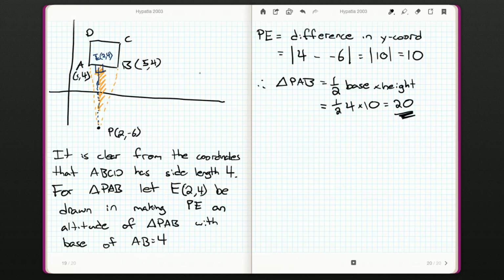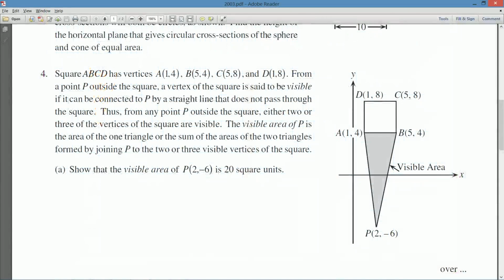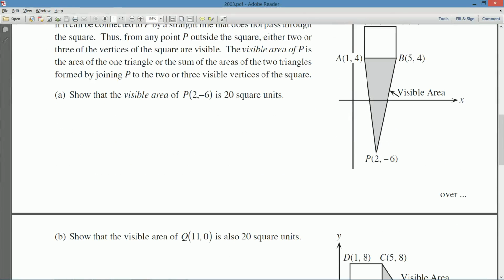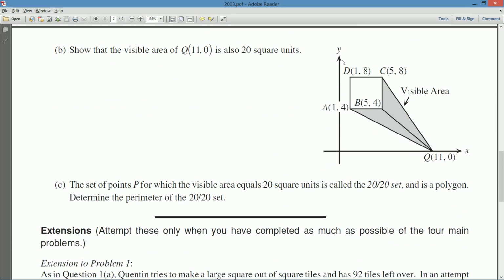We defined a base and a height. We calculated the lengths of both of those. The area of the triangle formula takes care of the rest. Okay? So that's A part. B part, we already snuck ahead and looked at it, and it involves a new point Q, where the visible area is the sum of two triangles.